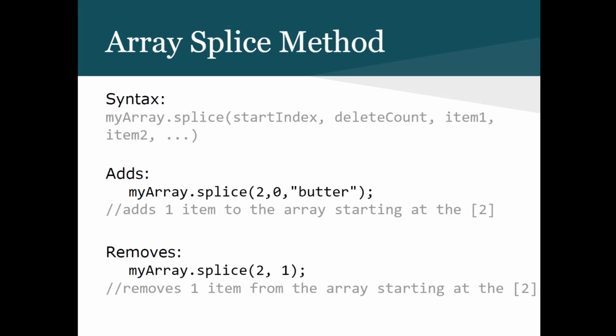The splice method. Because of the syntax, splice can allow you to insert items into the middle or remove items from the middle of an array. In the case of addition, where the second argument, the delete count, is 0, it takes nothing away. In the case of removal, where the second argument is 1, it removes 1 item. If it was 2, it would take 2 items from the array.